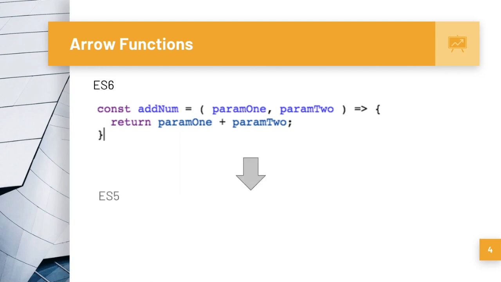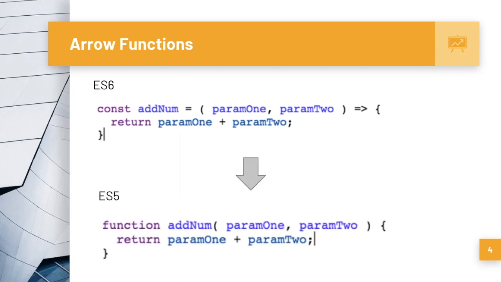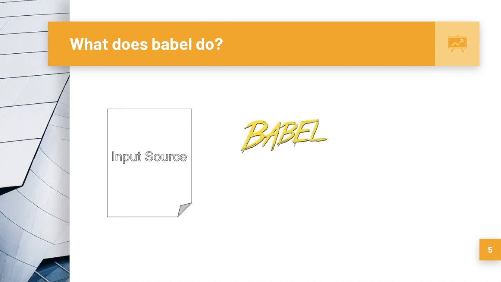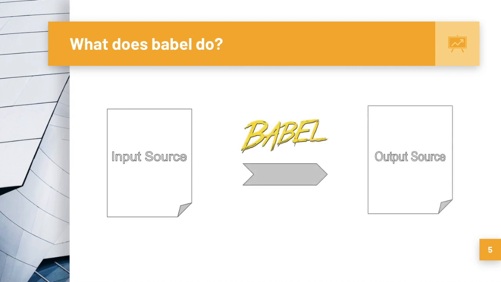So we need to convert it into ES5, which is the normal function, right? So how do we do that? That's where Babel comes to the rescue. What is the job of Babel? The job of Babel is to take an input source code and convert it to output source code. But Babel on its own doesn't do anything. It needs plugins. Plugins help Babel convert modern JavaScript into JavaScript that browsers can understand, in fact, that most browsers can understand.